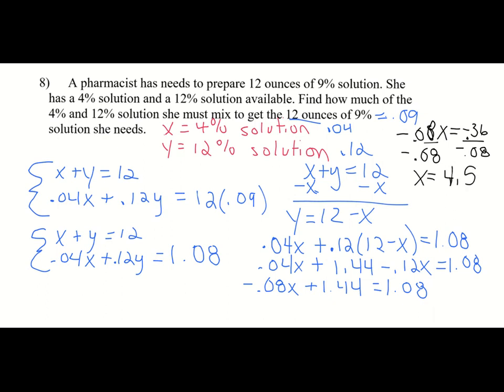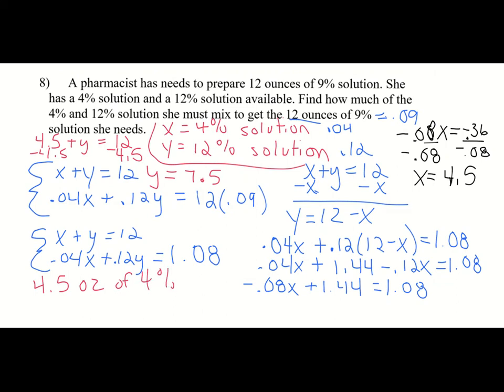So I need 4.5 ounces of the 4% solution. And then if we solve for y, x is 4.5, so 4.5 plus y equals 12. Subtract 4.5. And we find out that y is going to equal 7.5. So we need 4.5 ounces of the 4% solution and 7.5 ounces of the 12% solution.